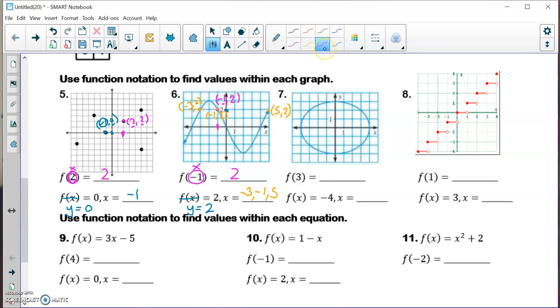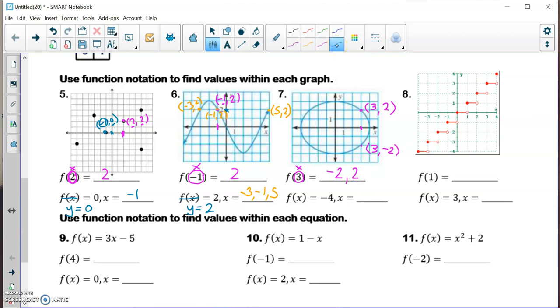All right, number 7. I have f of 3, which means x is equal to 3. So on my x-axis, 3 is right here. There are 2 points in line with that x value of 3. There's this point and this point. The upper point has the ordered pair of 3, 2, and the bottom point has the ordered pair of 3, -2. So the two y values that are associated with an x value of 3, I'm going to write them from least to greatest, are -2, 2.